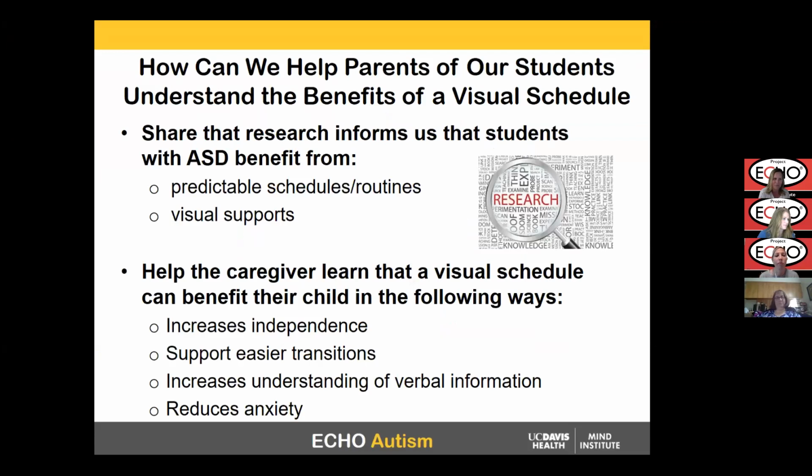So how do we help our students understand the benefits of a visual schedule? When we look at our parents and our caregivers, it's probably going to feel like, oh man, you've got the activity matrix, and now you want me to do this schedule, and we don't have a schedule in our home. However, we can share and collaborate and discuss that the research really does tell us that when our students have predictable schedules and routines and visual supports, they really do benefit. Several of the outcomes is that it will increase their independence.